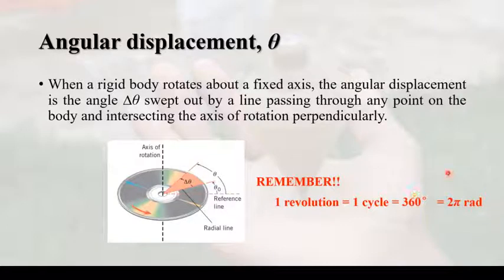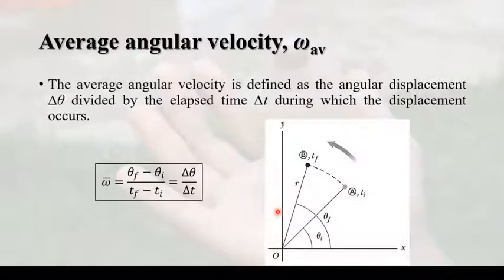Sometimes questions will ask you how many revolutions. Then you have to know how to convert from radian back into revolutions. From revolutions to radians, you multiply by 2 pi radian. From radian back to revolutions, you just divide by 2 pi radian.